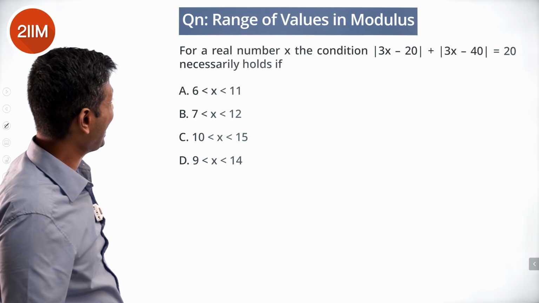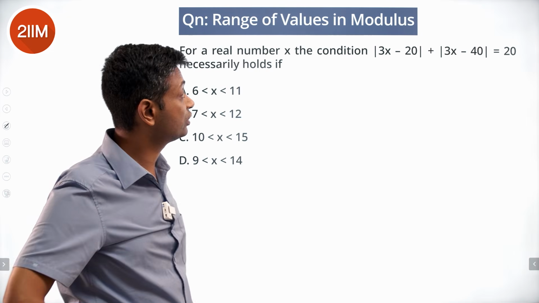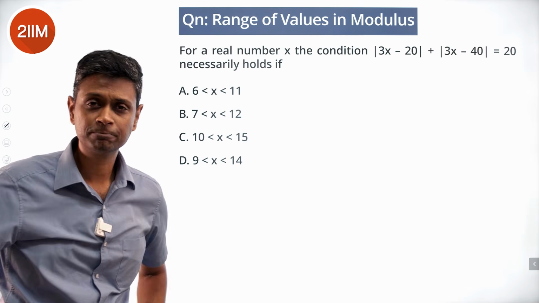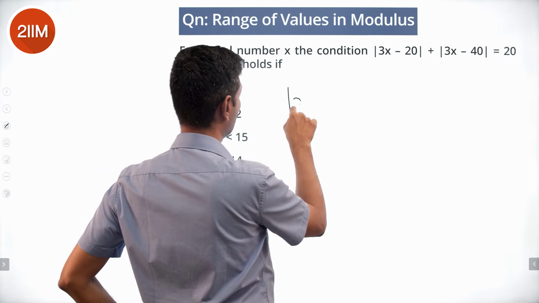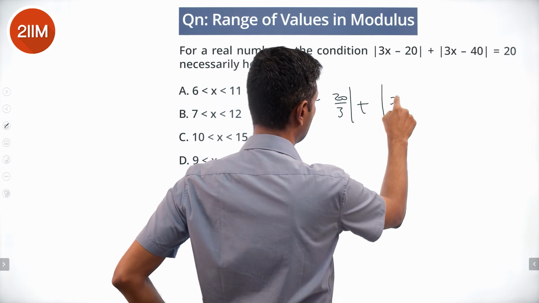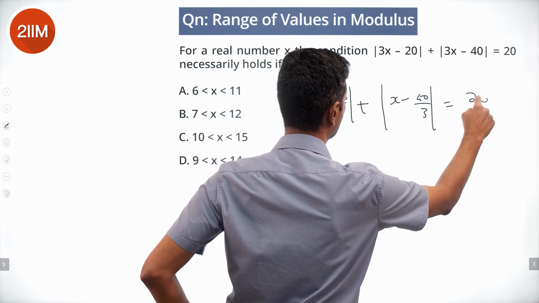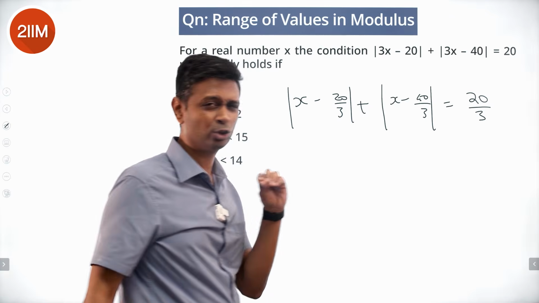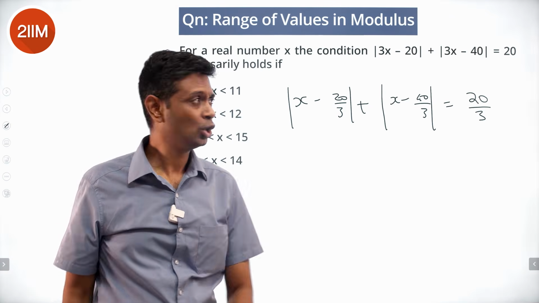For a real number x, the condition is modulus of 3x minus 20 plus modulus of 3x minus 40 equal to 20. I'm going to first simplify this and say modulus of x minus 20 by 3 plus modulus of x minus 40 by 3 equal to 20 by 3. Divide by 3 throughout, make life simpler for ourselves.